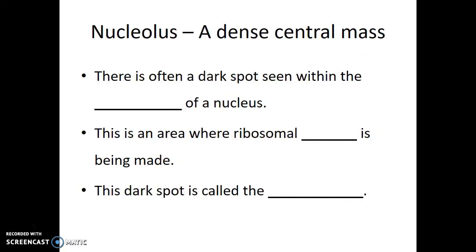Within the center of the nucleus, there's this dark central mass known as the nucleolus. So this dark spot, or dark mass, within the chromatin of the nucleus is known as the nucleolus. This is an area where ribosomal RNA is being produced. We'll discuss ribosomes and their function in much greater detail when we go on to discuss protein synthesis later in the course. As I had mentioned, this dark spot within the nucleus where the ribosomal RNA is being made is known as the nucleolus.